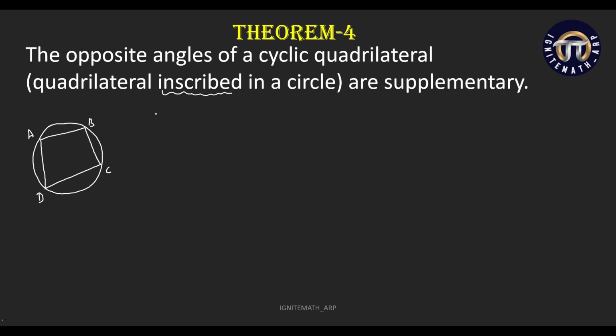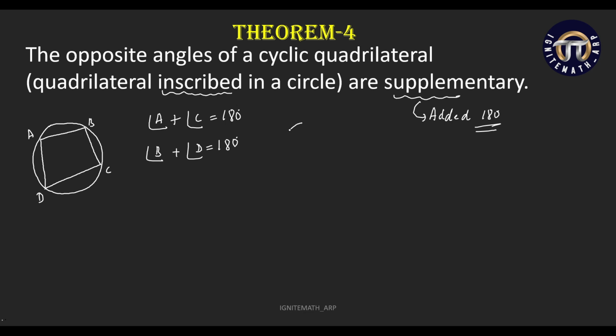Clear, children? So it says that angle A plus angle C is equal to 180 degrees. Also angle B plus angle D is equal to 180 degrees. So that means what? Opposite angles of the cyclic quadrilateral are supplementary. What is the meaning of supplementary? Added up to 90 degrees. Sorry, 180 degrees. Added up to 180 degrees. Complementary means adding up to 90 degrees.